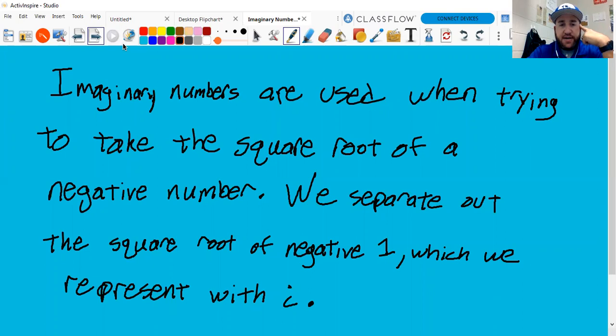Imaginary numbers are used when trying to take the square root of a negative number. We separate out the square root of -1, which we represent with i. We'll talk about that more in a minute.